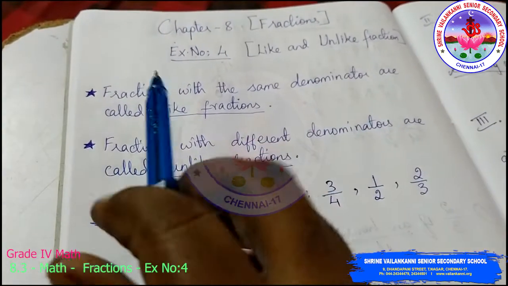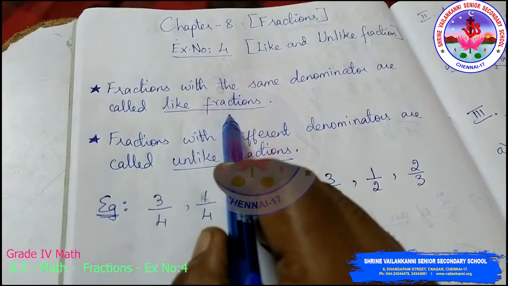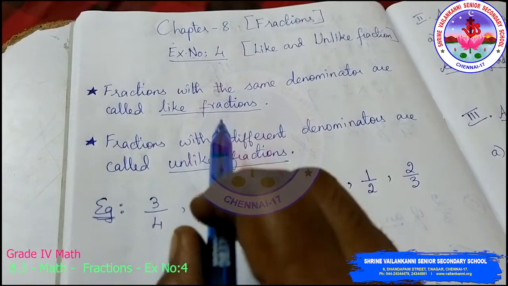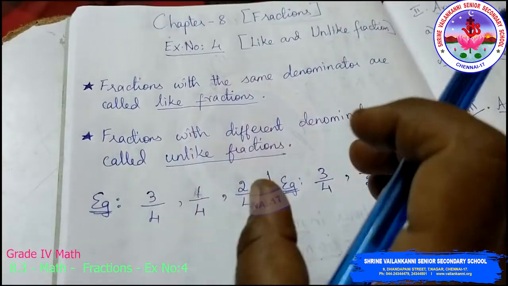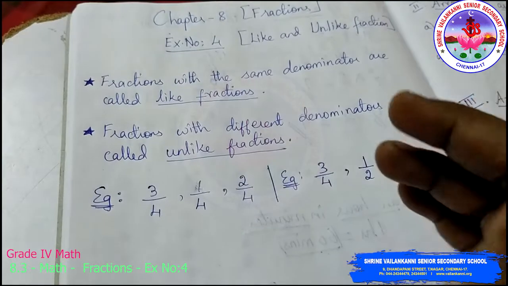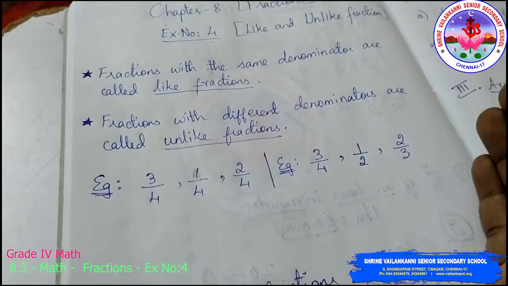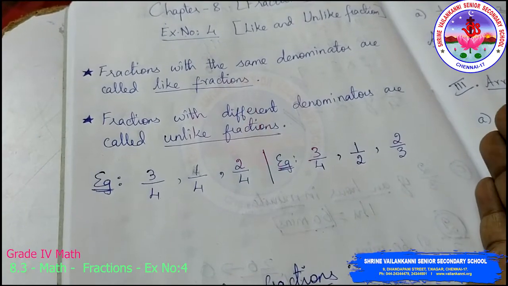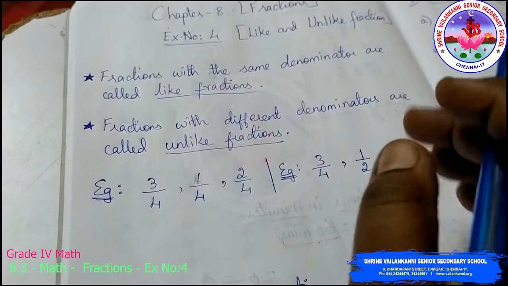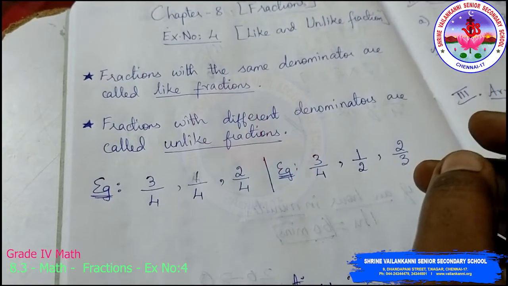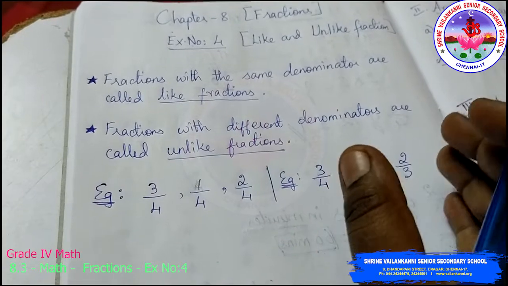So first, fractions with the same denominator are called like fractions. When more than one fraction is given, if two fractions or more than two fractions are there, and all the denominators are the same with the numerators different, such kinds of fractions are called like fractions.